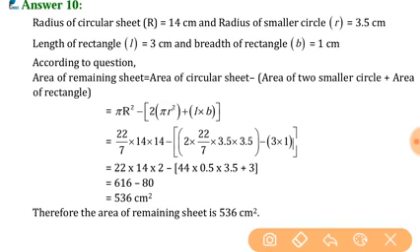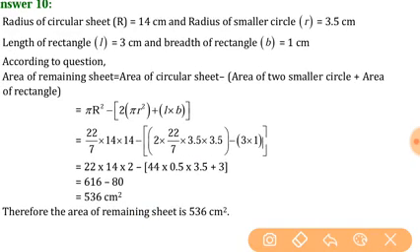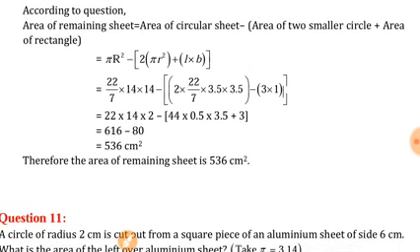So substitute the values. Pi as 22 by 7. R square means 14 into 14. Then minus 2, 22 by 7, r square 3.5, 3.5, plus. It should be plus, not minus. So 3 into 1, 3. Then if you simplify, first we have to simplify the bracket, then we have to subtract it. 616 minus 80 is 536 centimeter square.